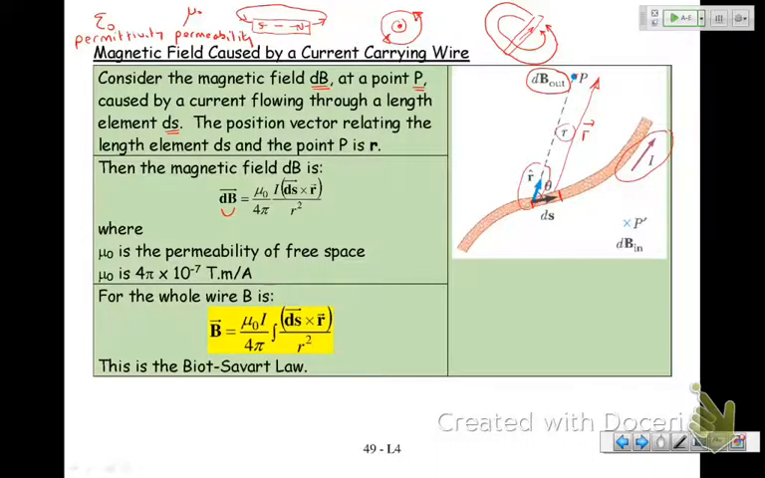So it's permeability of free space over 4 pi. And then we have the current times ds crossed with r over r squared. And so we say where mu naught is the permeability of free space, and mu naught is equal to 4 pi times 10 to the minus 7 Tesla meter over amps.